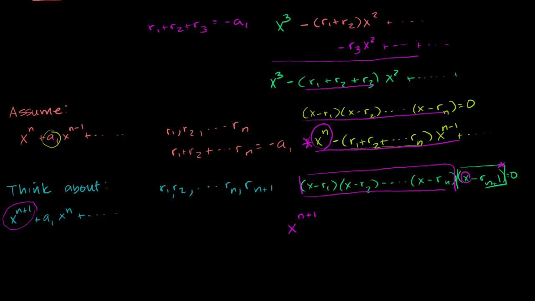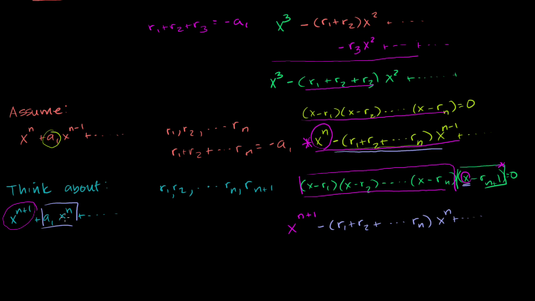Now, let me do it in purple. How can we get the x to the n term? Well, we can multiply this x times this second term over here. So if you multiply this x times this business over here, you're going to get negative r1 plus r2 plus all the way to rn. X times x to the n minus 1 is just going to be x to the n. And then obviously you're going to multiply this x times all the other terms, so you're just going to get a bunch of other stuff. So that's how we can get these two terms using the x.